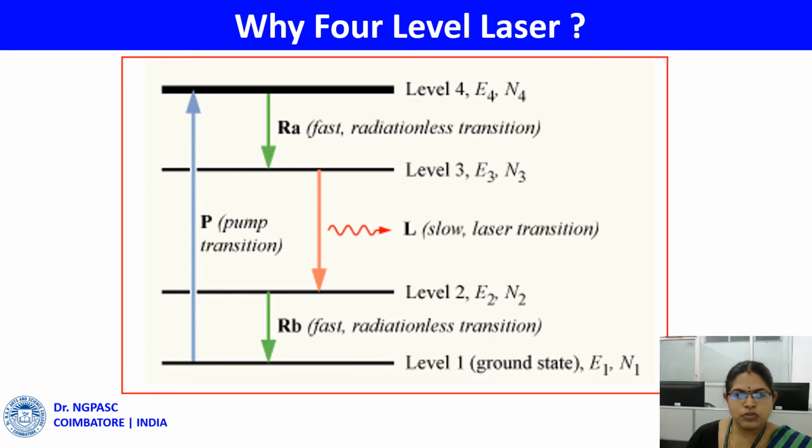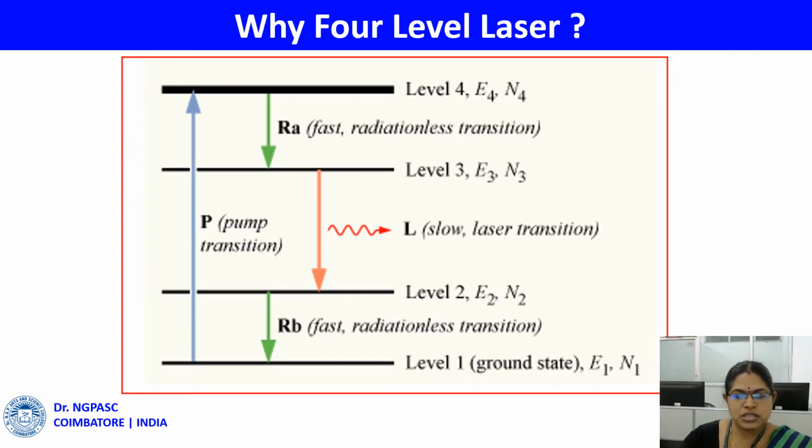From E4, the atoms decay to energy state E3 by means of spontaneous emission. We know very well that spontaneous emission is not a dominant one in laser. So we need to have stimulated emission for producing good wavelength of laser. The transition rate of atoms from E4 to E3 is much faster as compared to the transition rate of atoms from E3 to E2. This is due to the reason that E4 is an excited state with a lifetime of atoms of the order of 10 power minus 8 seconds.